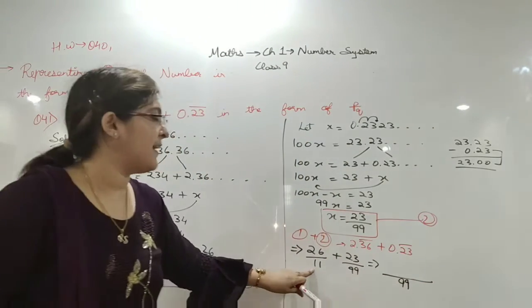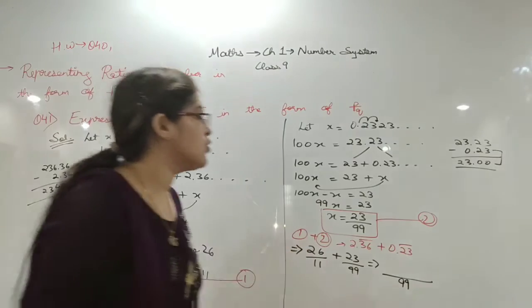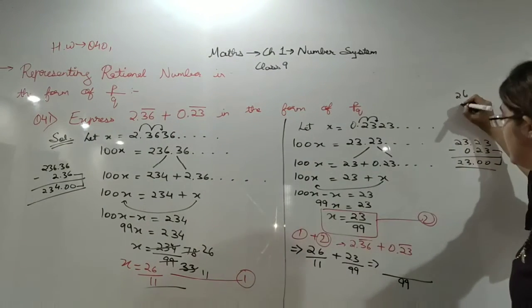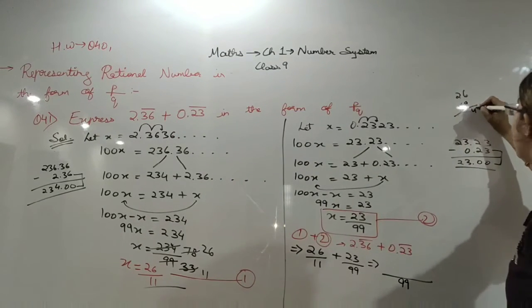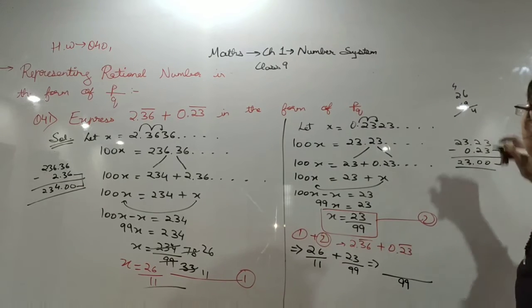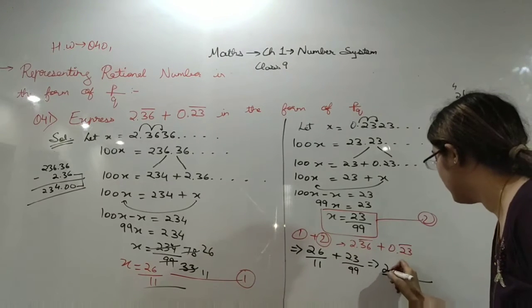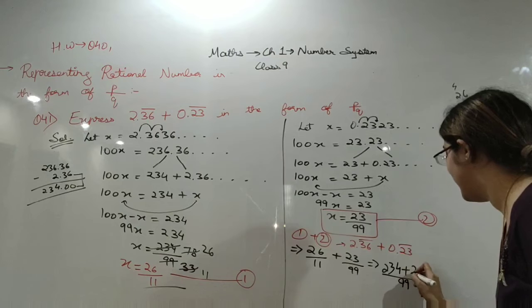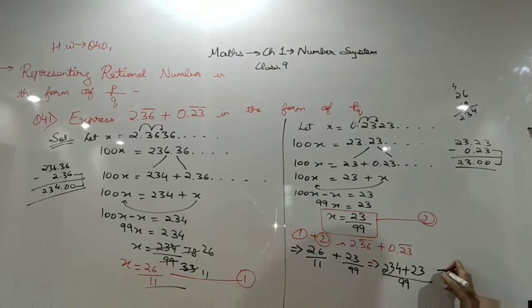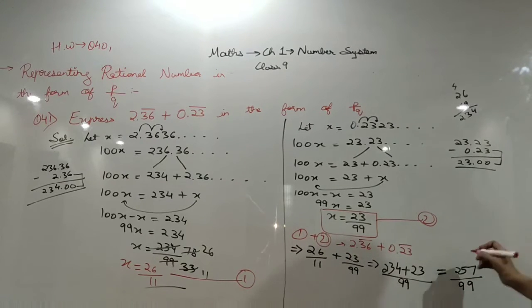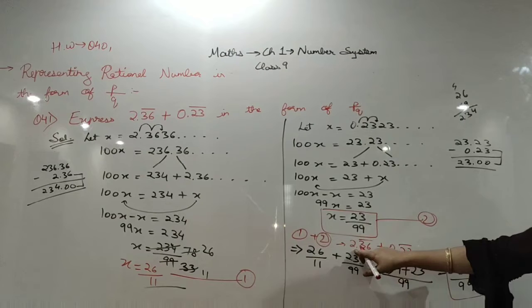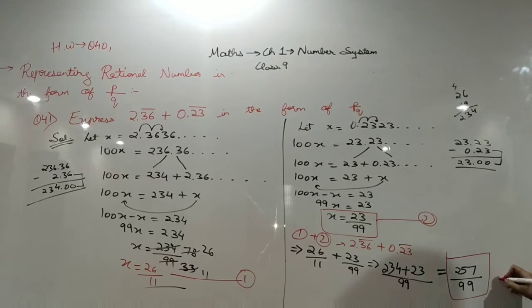Now 99 divided by 11 will be 9. Do 26 into 9. 234 plus 23. Okay, what we will get? We will get 257 upon 99. So this is your final answer. Okay, 2.36 bar plus 0.23 bar will be 257 upon 99. This is your final answer.